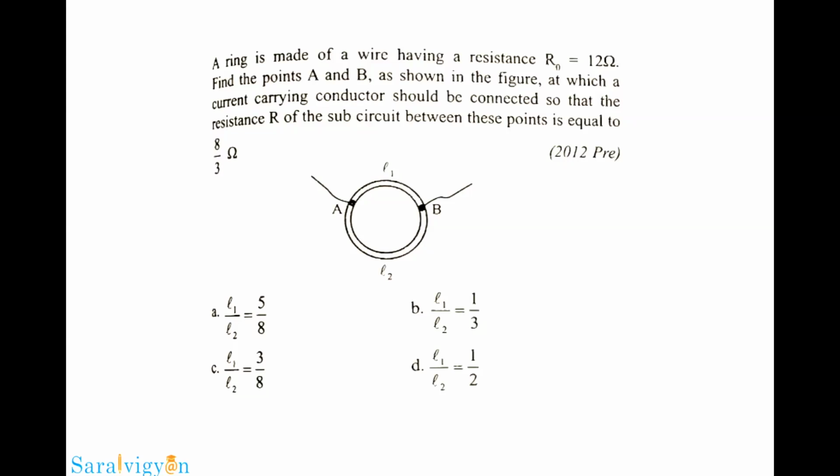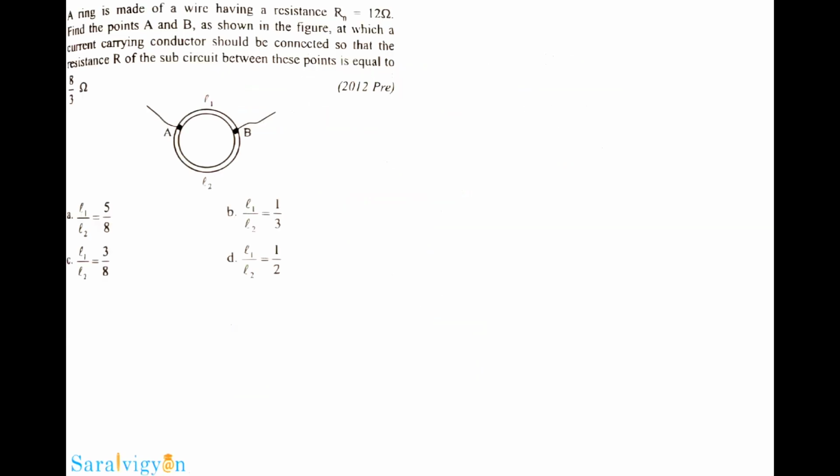A ring is made of a wire having a resistance R0 equal to 12 ohm. Find the points A and B as shown in the figure at which a current carrying conductor should be connected so that the resistance R of the sub-circuit between those points is equal to 8 by 3 ohm. A: L1 by L2 equal to 5 by 8, B: L1 by L2 equal to 1 by 3, C: L1 by L2 equal to 3 by 8, and D: L1 by L2 equal to 1 by 2.